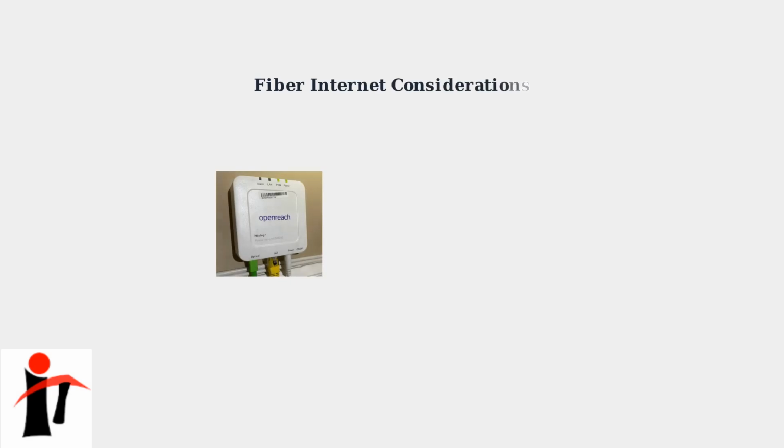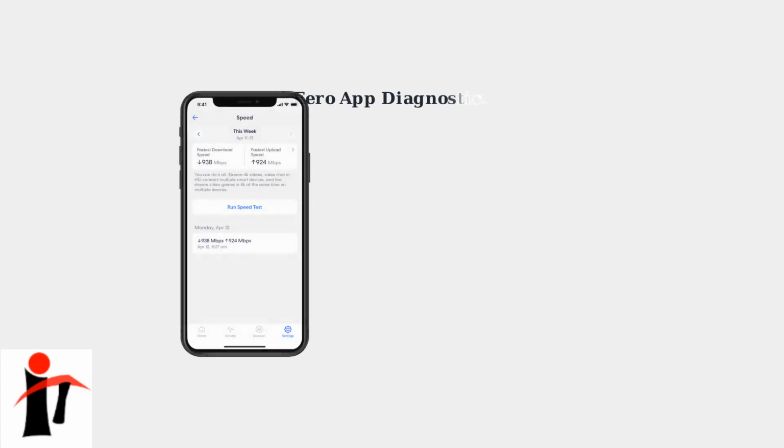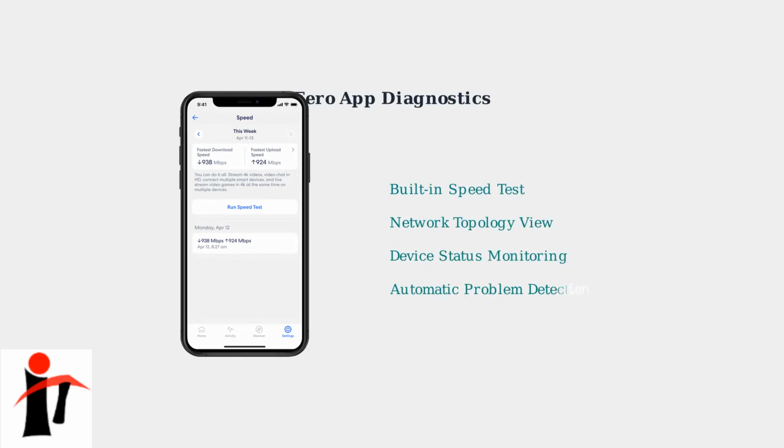For fiber internet users, ensure your Eero Pro is compatible with your provider's ONT or optical network terminal. Some fiber services require specific VLAN configurations or authentication methods. Finally, use the Eero app's built-in diagnostics to identify and resolve remaining issues. The app includes speed tests, network topology visualization, and automatic problem detection to help optimize your network performance.